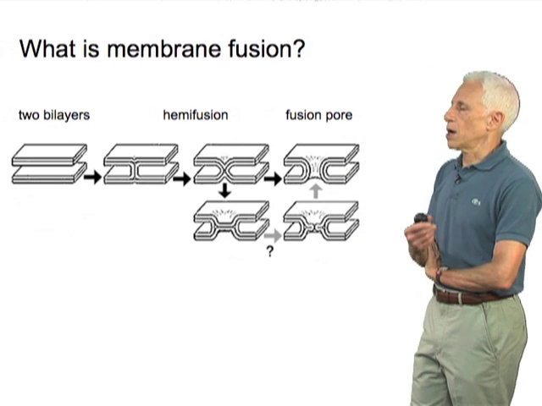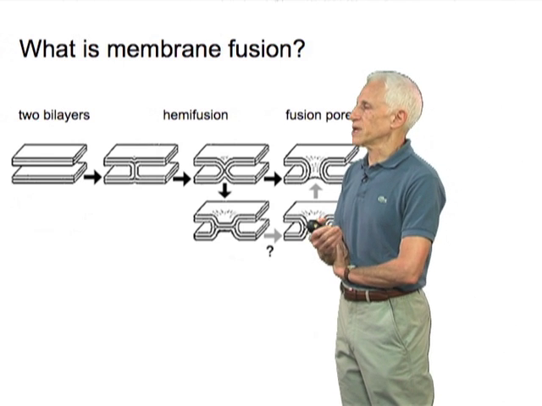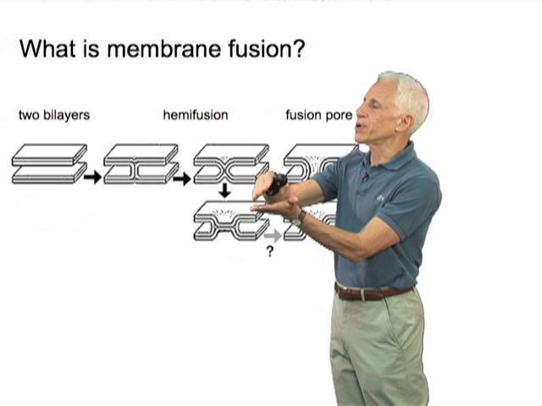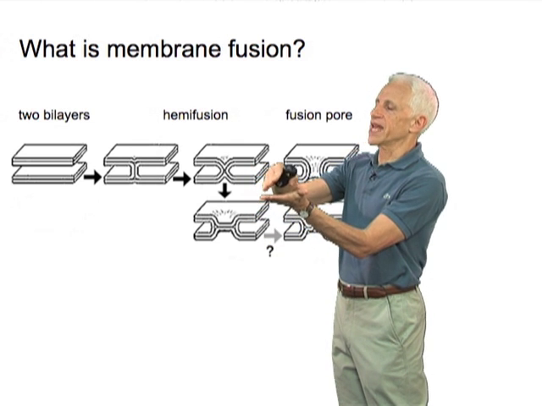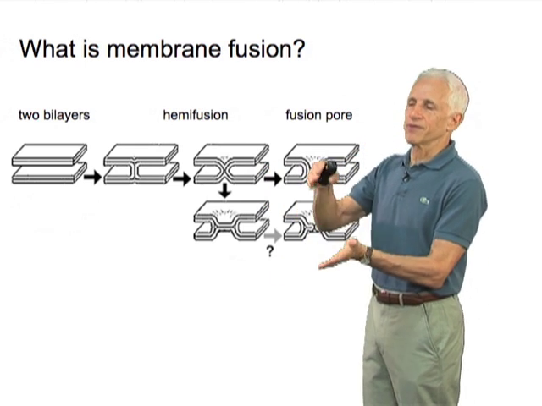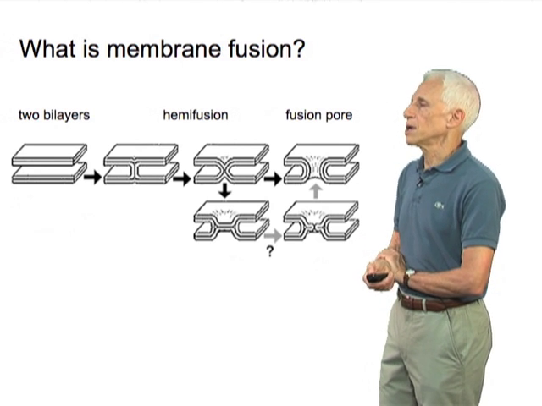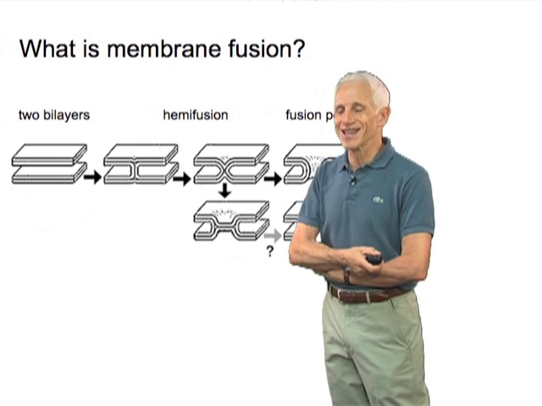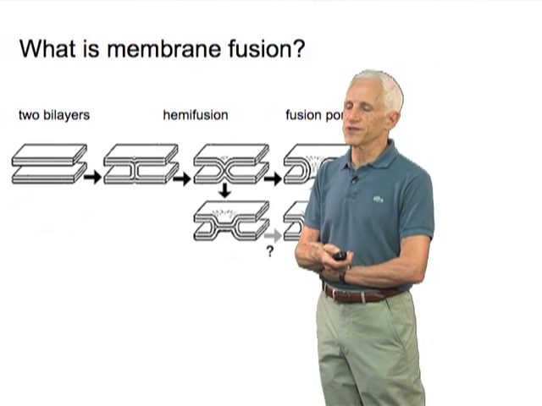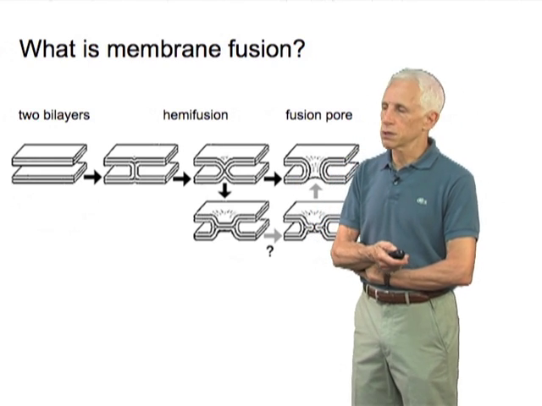So an intermediate in the fusion process is generally accepted to be a structure in which the apposed monolayers, the apposed leaflets of the two bilayers have merged, but not yet the distal ones. And that's called a hemifusion structure or a hemifusion stalk. And while there's still some debate about the detailed organization of the hemifusion intermediate, it's clear from a number of studies that that is an important step en route to fusion.